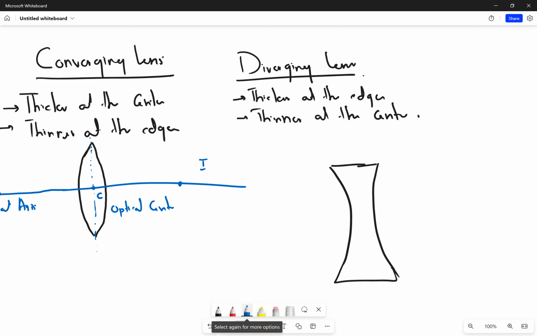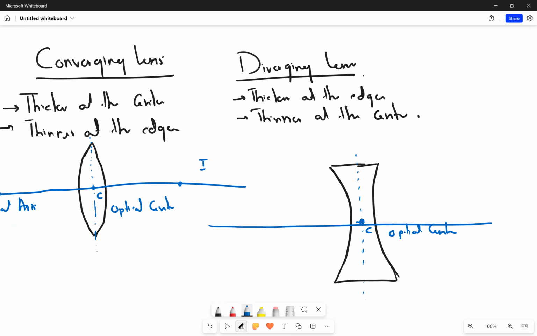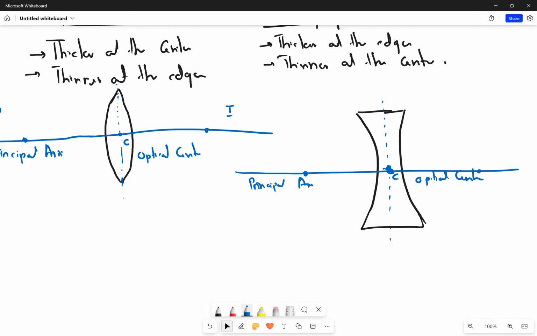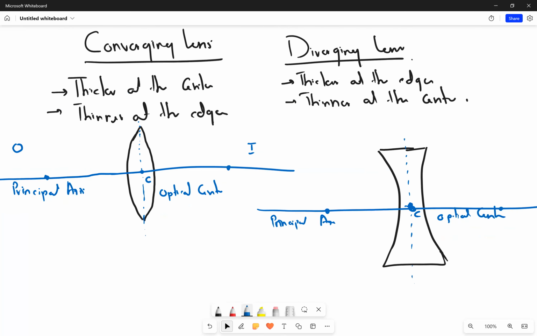Similarly, it's also going to have one optical center over here. And then there's going to be a principal axis passing through the, it has to pass through the optical center, like this. This is the principal axis. And the principal axis would again have a focal point on one side and the other focal point on the other side. Okay. So these are the characteristics of converging and diverging lens.